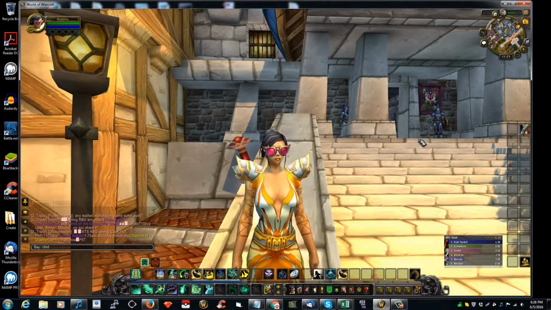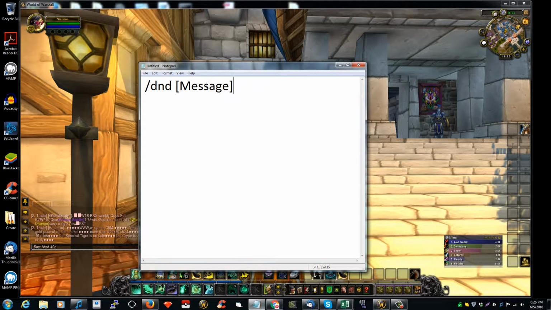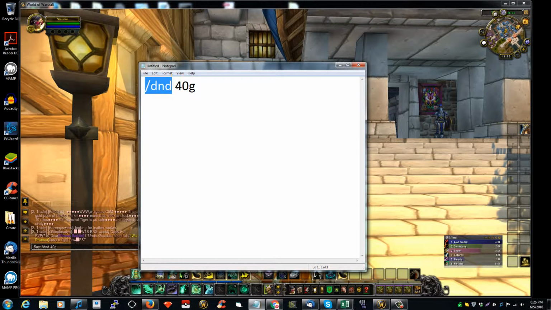/DND, and let's just say you're selling something on the trade chat and you want to put the price of that item, say 40g. So if you're selling something that's worth 40g, you would put /DND and the price. So if somebody asks you how much, then they would get that 40g as a reply.